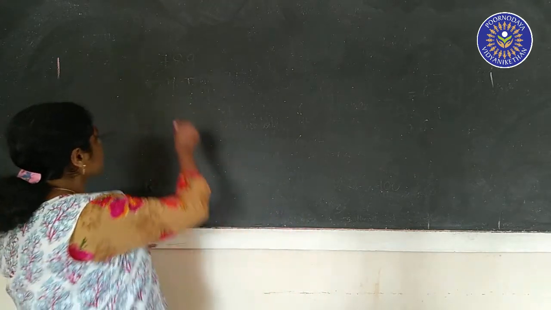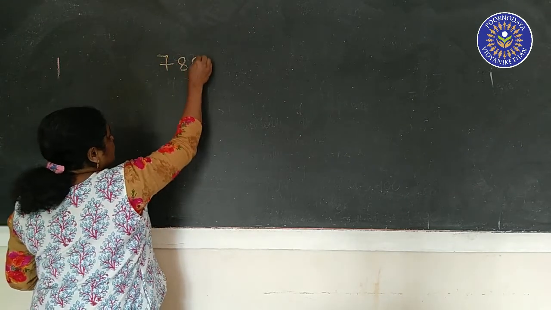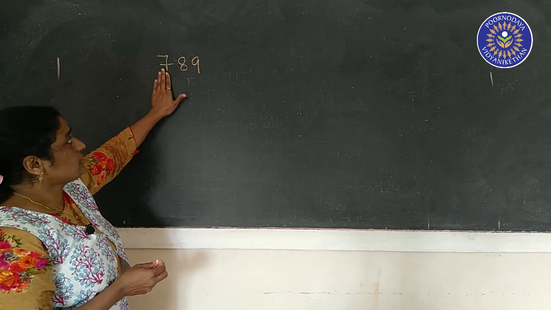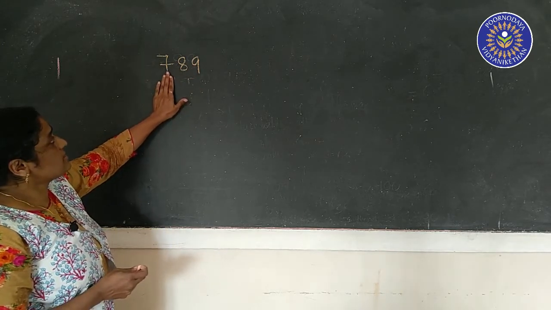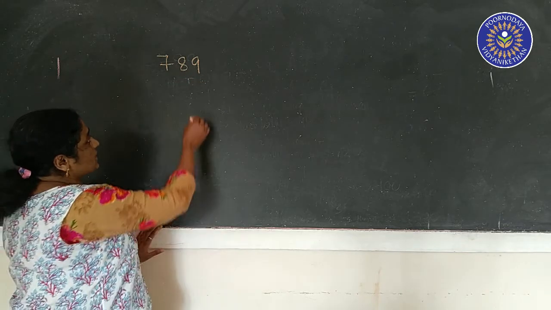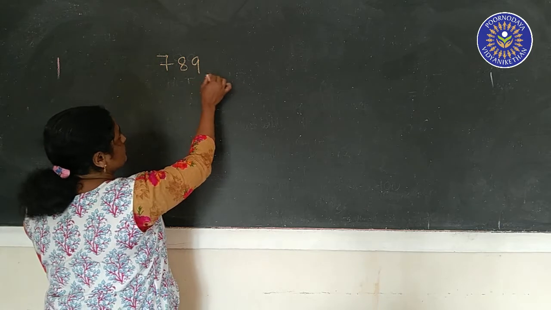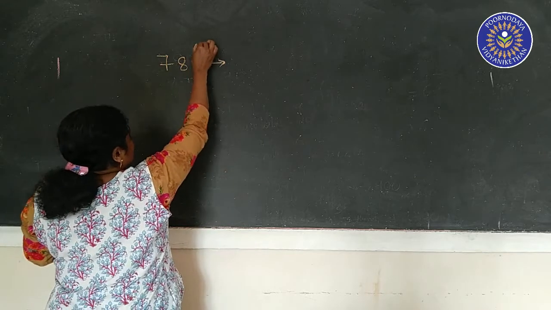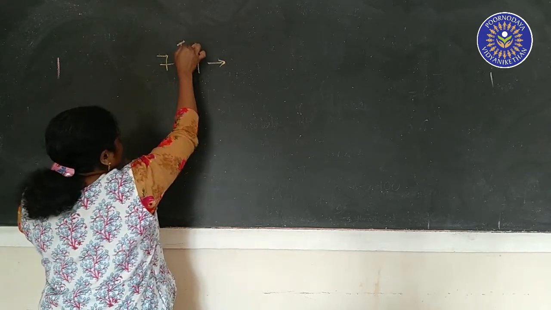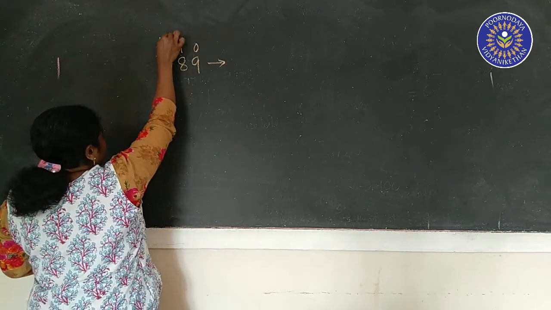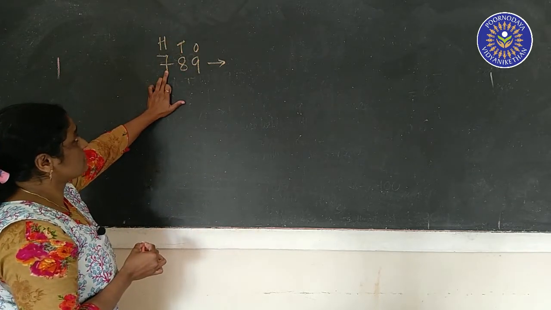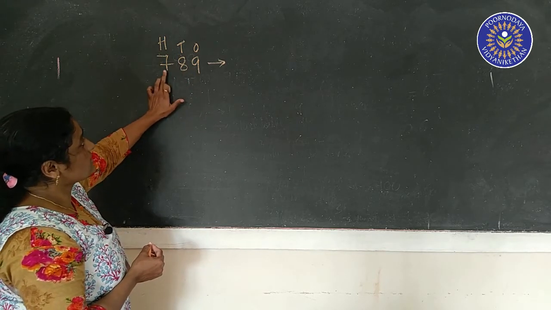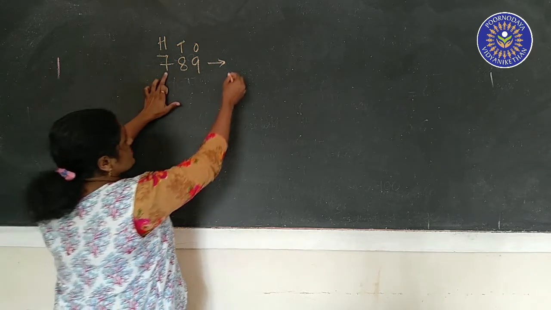Last we wrote 789. Already we learned the place value and face value of the digits of this number. The same number 789 we can write in expanded form. What is the expanded form? In the ones place there is 9, in the tens place there is 8, and in the hundreds place there is 7. So first we have to write 9 ones, 8 tens and 7 hundreds.